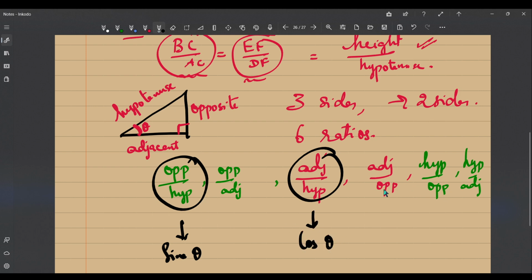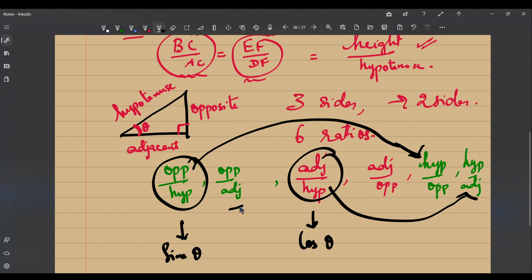Now just look at this ratio. Opposite by hypotenuse, hypotenuse by opposite. Just the reciprocal of sine theta. That is one ratio. And the reciprocal of adjacent by hypotenuse is another ratio, and these two are reciprocals of one another. This stands for tan theta, and this is the reciprocal of tan theta. So we'll just see the reciprocals of these three ratios in our next video.